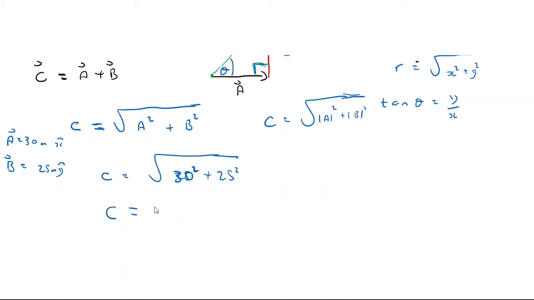So I find that the magnitude is going to be 39 meters. This is just the magnitude, this is not a direction, so I still need to find the direction. What is the direction? The direction is going to be tan of theta, and this is going to be whatever the size of the opposite is. This is the opposite side, so it's B. And we know from here, B is 25.